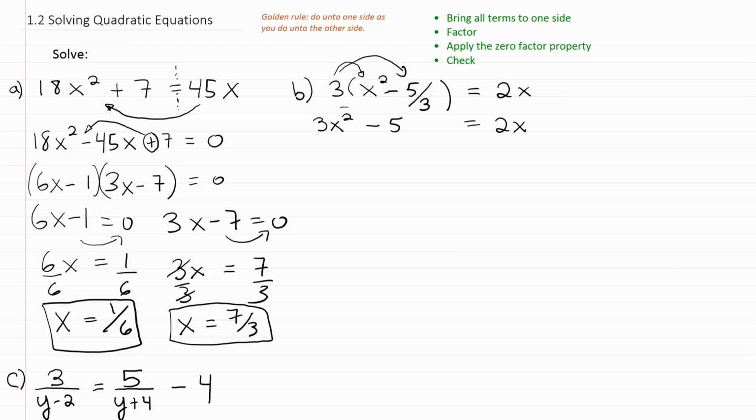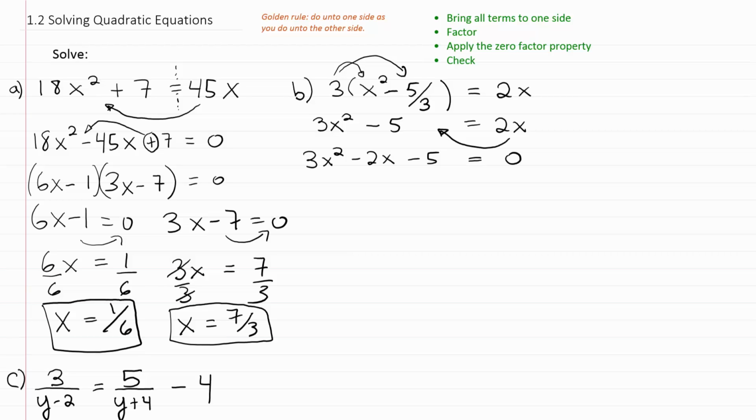Now again, I see that this term is squared, so I'm going to go ahead and move everything over to one side, assuming that the equation is quadratic in nature. So I'll move over the 2x, and we'll end up having 3x squared. When the 2x comes over to the left, it becomes negative 2x. That'll have minus 5, and all of that will be equal to 0. So I brought all the terms to one side.